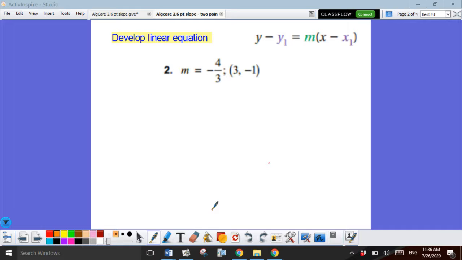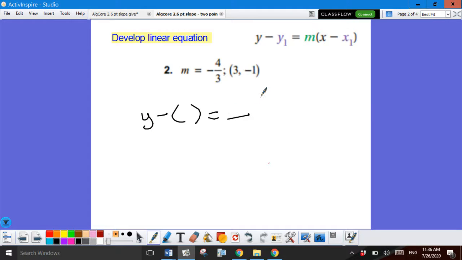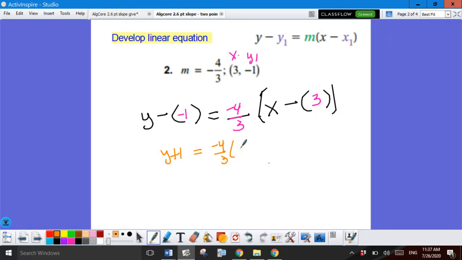All right, let's see how we did here. So I'm going to go ahead and write my template out. So y minus something, x minus. Okay, and I've got x1, y1. So negative 1 is going to go here, the 3 goes here, and negative 4/3 is there. Okay, so the next thing I do is rewrite. So negative is a positive. So that is what I was looking for.